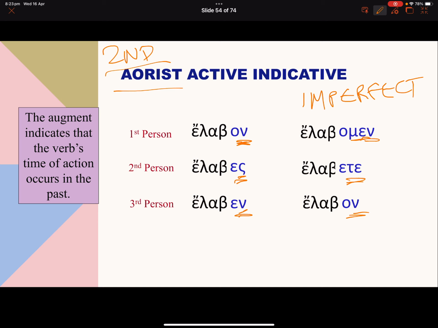And the way that you know that this is an aorist is because it has a modified stem. Because the full form of this word is lambano. So I'm using a modified stem. So, elabon, I took or I received. Elabes, you received. Elaben, he, she, or it received. Elabomen, we received. Elabete, you received. Elabon, they received.